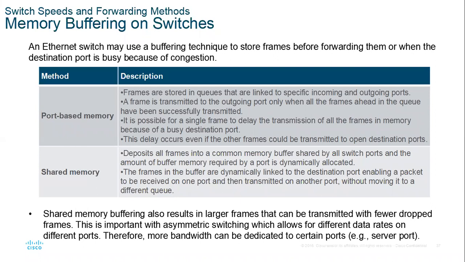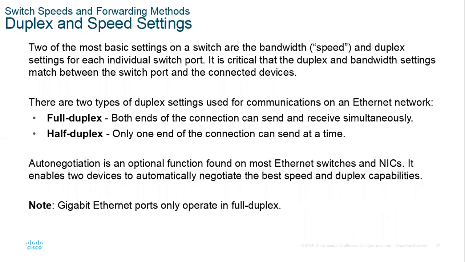These are the different methods, either port-based or shared memory-based, right? Straightforward. I've talked about full duplex and half duplex already, where in half duplex only one end of the connection can send at a time, whereas in full duplex you can have back and forth simultaneous communication. Most recent switches and routers have full duplex. Gigabit Ethernet ports only operate in full duplex. Yes, they are that fast, so they could do multiple things at the same time. That's why you have a higher speed.